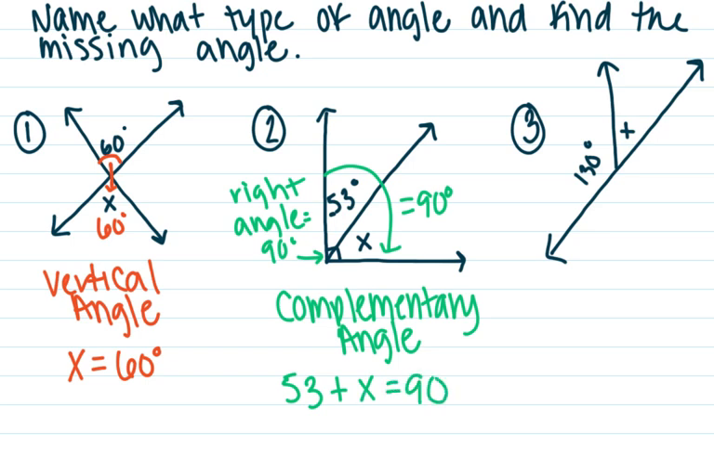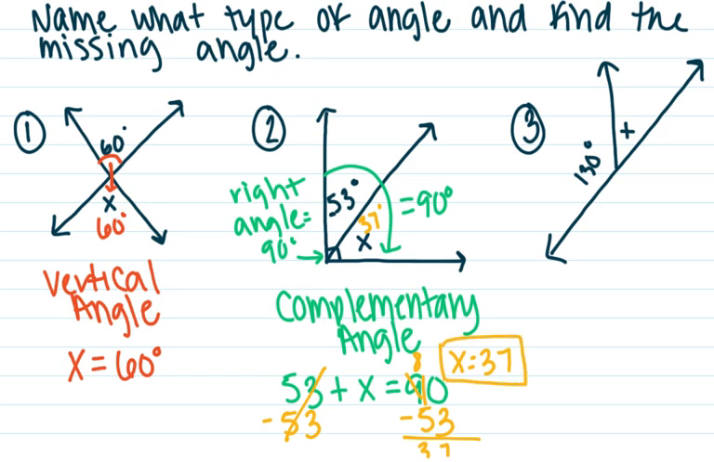All I have to do is subtract 53 from both sides of my equation. Those are going to go away and leave me x. And let's see, 90 minus 53. I have to borrow. And I get x is going to equal 37. So this angle right here is 37 degrees. So I can find that missing angle right there, 37 degrees.